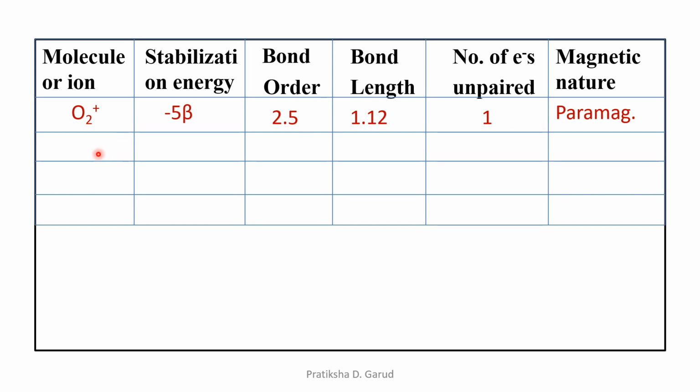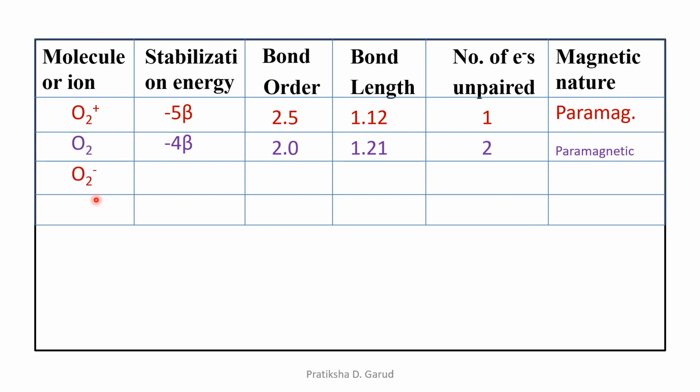So this is the first species. Then after this first species, we are having the actual O2 molecule, oxygen molecule. Oxygen molecule stabilization energy -4 beta, which is a decrease from the earlier. Then bond order again decreases from 2.5 to 2. Bond length 1.21. There is an increase in bond length. Why? Because the bond order is decreased. It is having 2 unpaired electrons. They are present in the antibonding MOs, and as there are 2 unpaired electrons, it is again paramagnetic in nature.